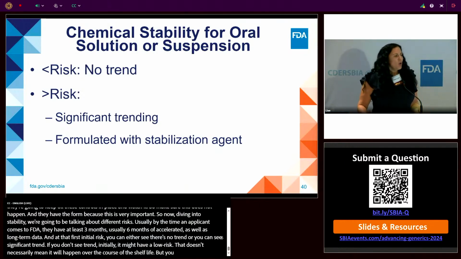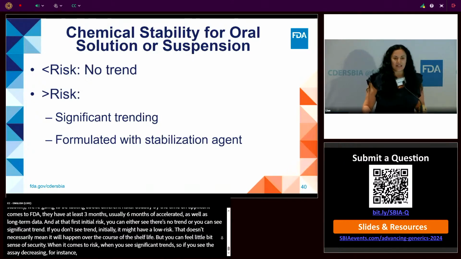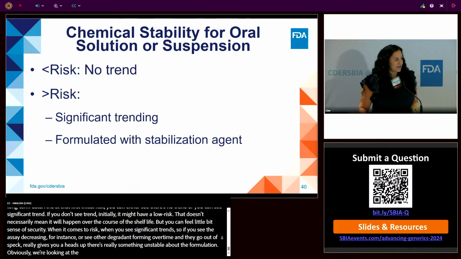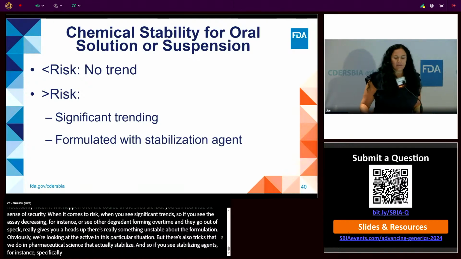When it comes to risk, when you see significant trends, so if you see the assay decreasing, for instance, or you see other degradants forming over time, these significant trends, and especially if they go out of spec, really give you a heads up that there's something unstable about that formulation. It could be, obviously, we're looking at the active in this particular situation. But there's also tricks that we do in pharmaceutical science that actually stabilize. And so if you see stabilizing agents, for instance, specifically for the API, if you see that going on, then it might give you a heads up that there's a higher risk.